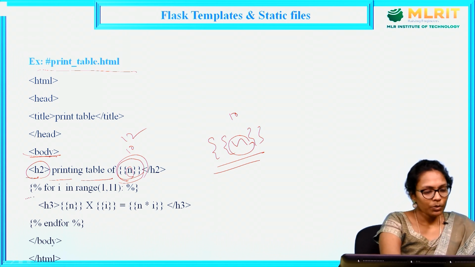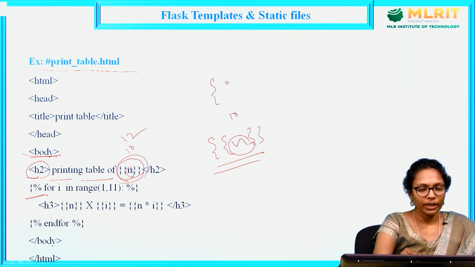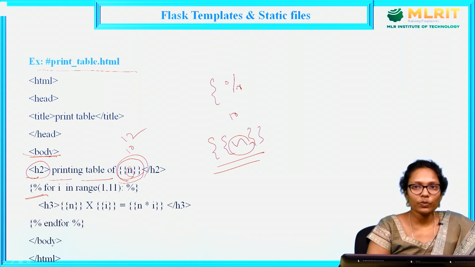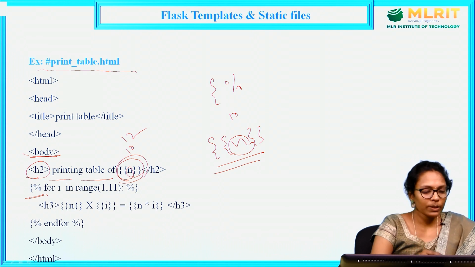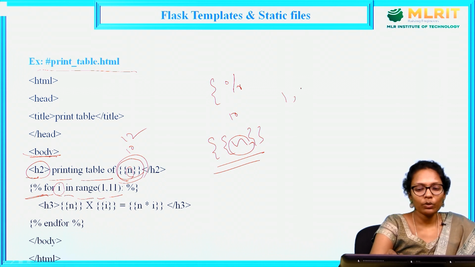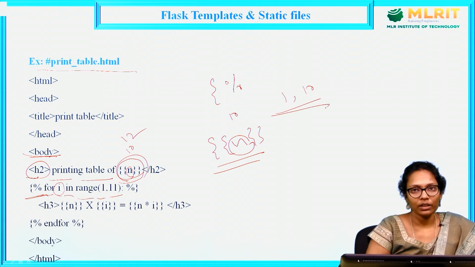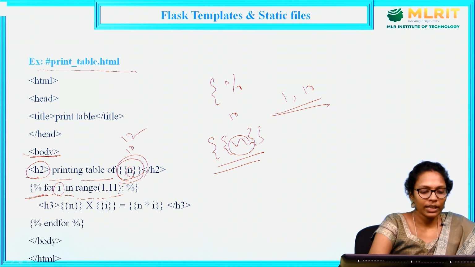So now I am using another symbol here, opening parenthesis, percentile. This is for statements, Python statements. So what is the Python statement I am writing here? For i in range of 1, 11. So from 1 to 10, I am taking a loop here, i value from 1 to 10. Then I am closing it.